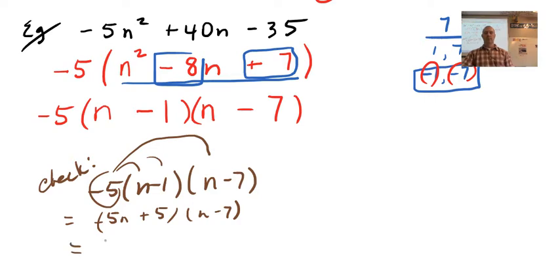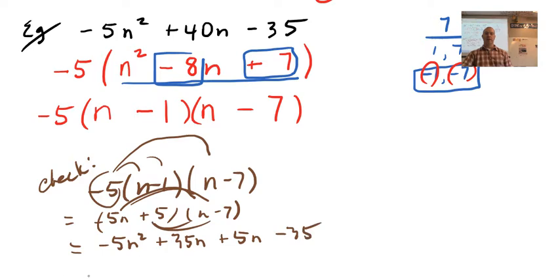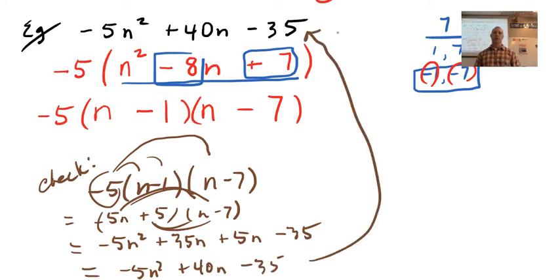If we remember the FOIL method, first terms, last, outside terms, so that's positive 35n, inside terms plus 5n, last terms minus 35. Gather our like terms. 35 and 5 is plus 40n. And does this compare with the original question? That's exactly the same. So then we can confidently say that this is our answer right there.